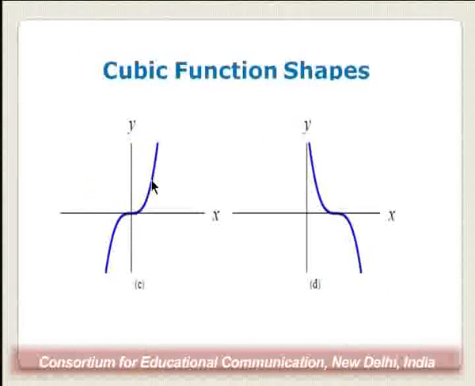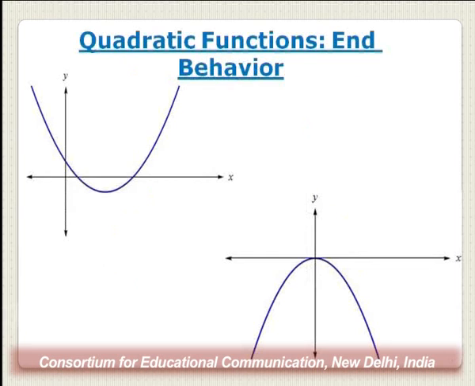Similarly, you can see in these two graphs also, here the graph tends to plus infinity at one end and minus infinity on the other. So it's a down-up kind of end behavior. And here you have an up-down kind of end behavior. And this is another feature that you can identify when you look at the graphs of cubic functions. And this is actually in contrast with what you would see in quadratic functions.